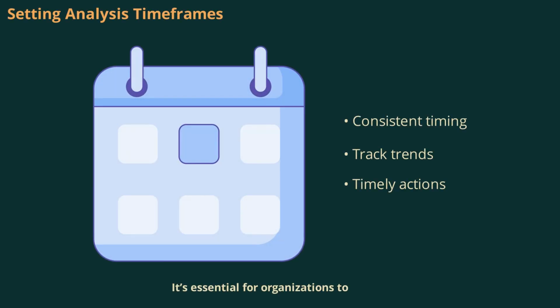It's essential for organizations to set clear timeframes for performance analysis. Whether monthly, quarterly, or annually, consistent timing helps track progress, identify trends, and ensure timely corrective action. This discipline supports continuous improvement and strategic alignment.